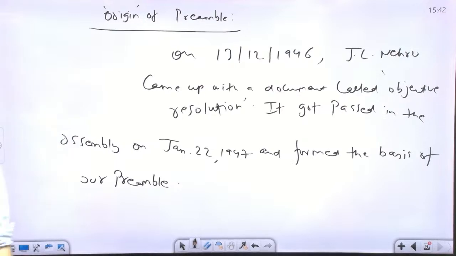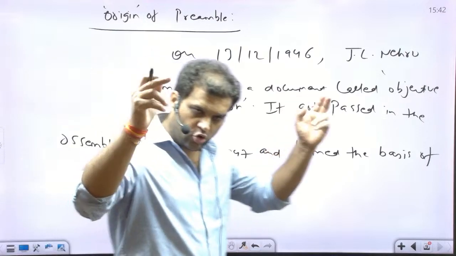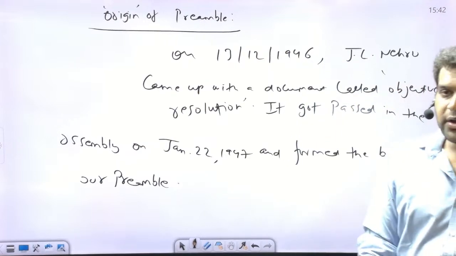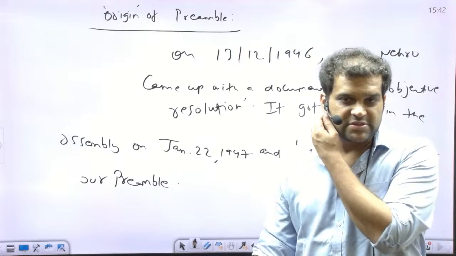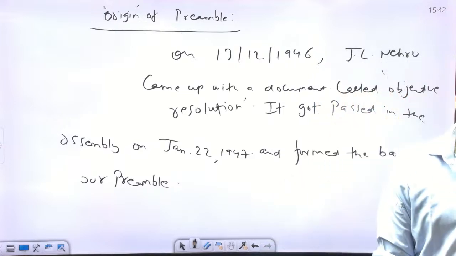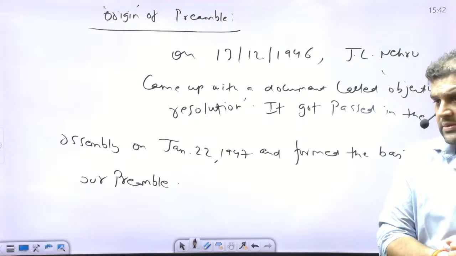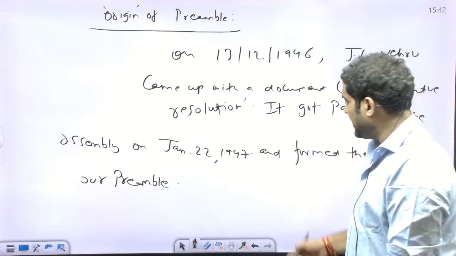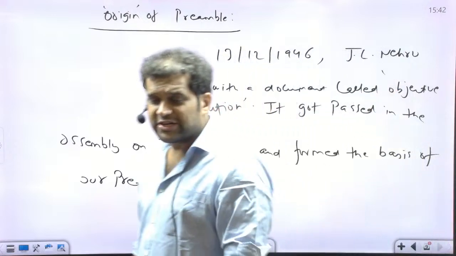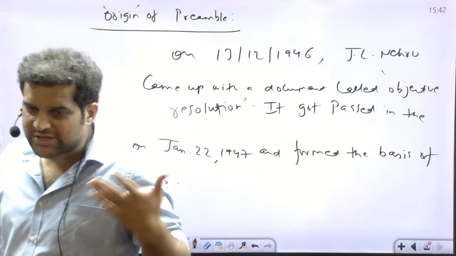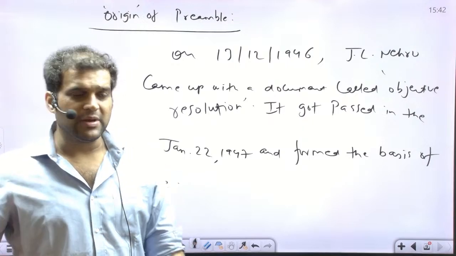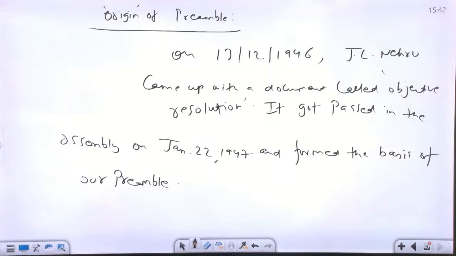This Objective Resolution actually talked about many principles like equality, social justice, things like that. And it actually formed the backbone of our preamble. Its modified version is known as our preamble. All right. So the history of the preamble is this.